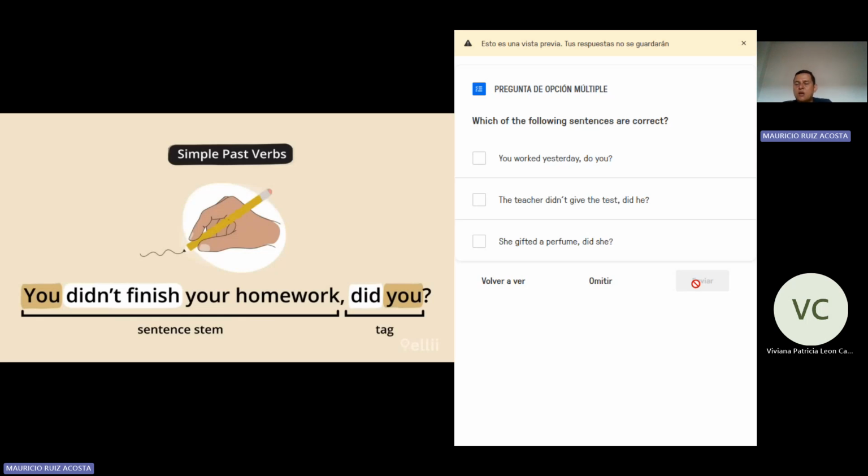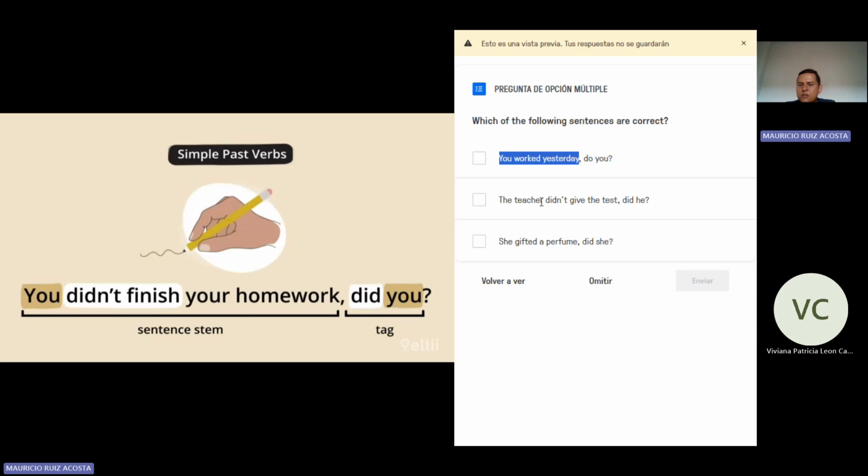Which of the following sentences are correct? For example, "You work yesterday, do you?" The first one is incorrect because the sentence is in the past and the tag question is in the present. That is incorrect.